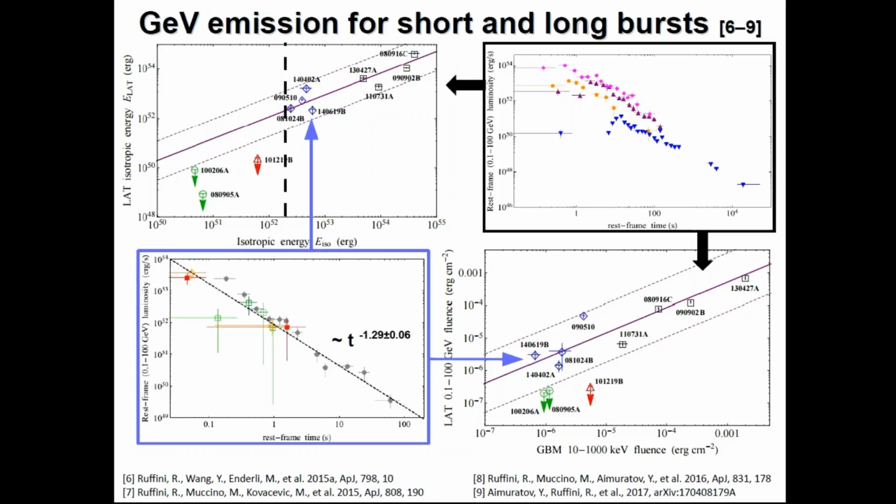Okay, and here you can see this one, long. And short GRBs, which have the more stringent power law. Yes, yes, I will go into it.